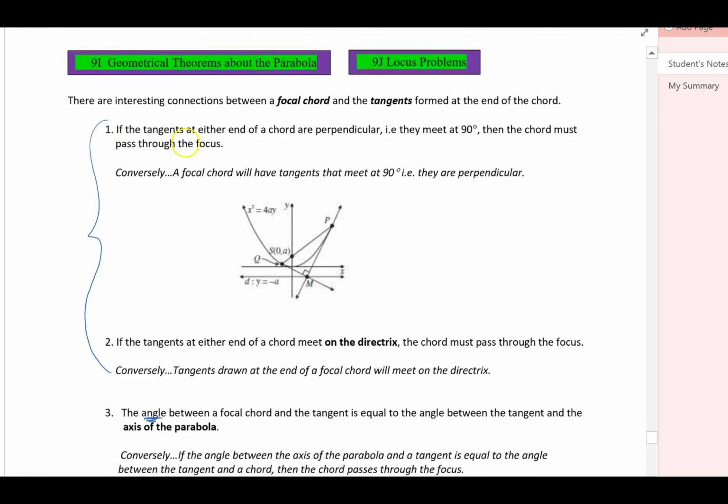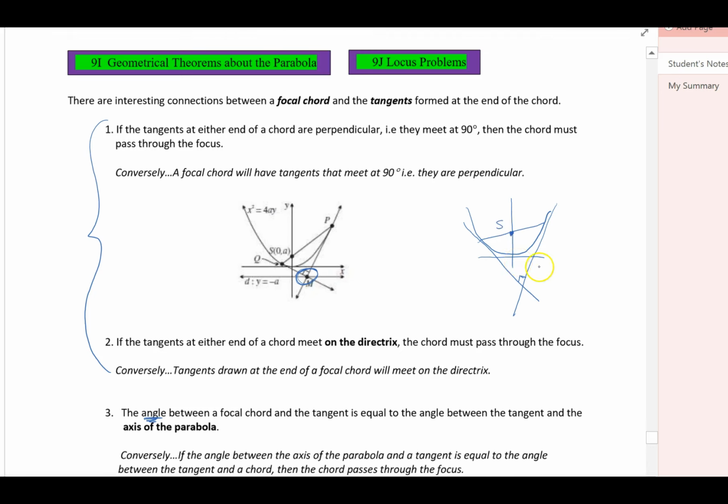It says if the tangents at either end of a chord are perpendicular, that is, they meet at 90, then the chord must pass through the focus. So the chord joins the tangents. It's simply like this. You've got your parabola. If the tangents at either end of a chord, so we've got our chord, we've got tangent 1, we've got tangent 2. If they meet at 90, now mine don't look like they do, but if we knew that was a 90 degree angle, then the chord must pass through the focus.